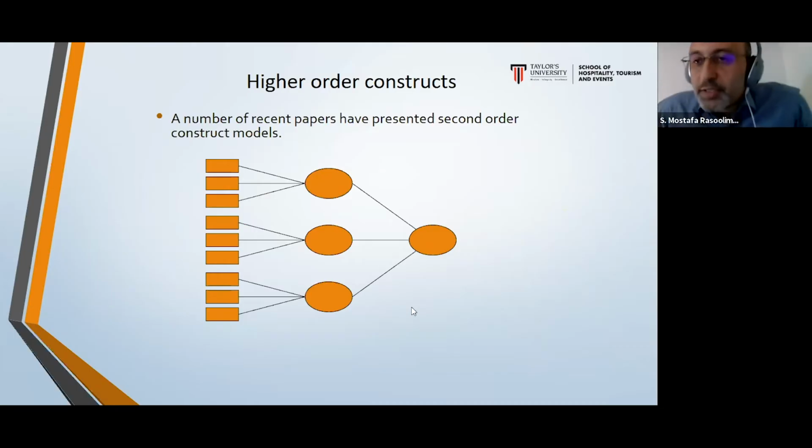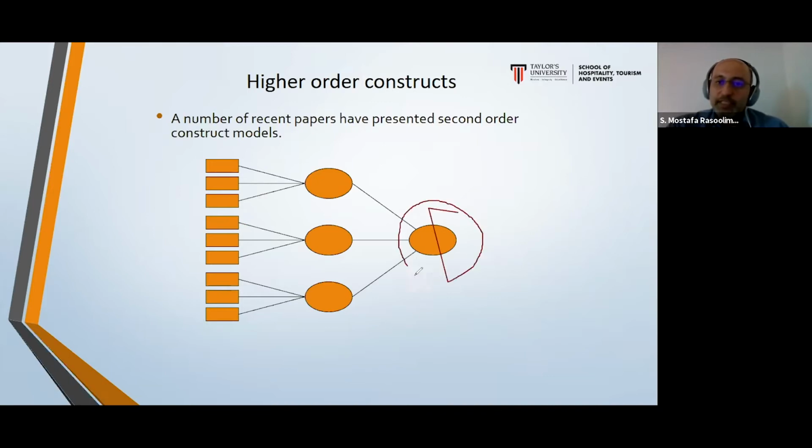Higher order construct is for a situation where we have a variable. For example, this variable is one of the variables in our framework. This variable, for example, is perceived value. And perceived value has 3 dimensions: functional value, emotional value, and social value.